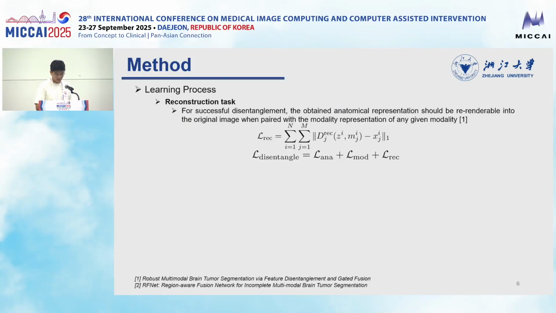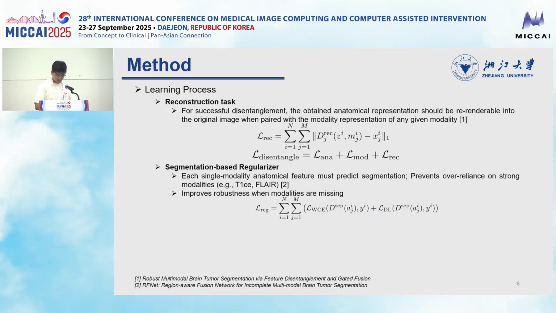Now let's take a look at the whole learning process. In addition to the bidirectional contrastive learning discussed above, we adhere to the assumption that for successful disentanglement, the anatomical representation should be re-renderable into the original image when combined with the modality representation of any modality. So the final disentanglement loss consists of both the bidirectional contrastive loss and the reconstruction loss.